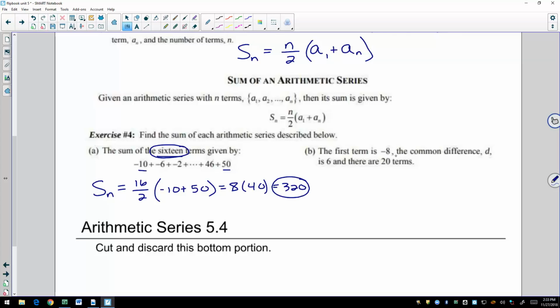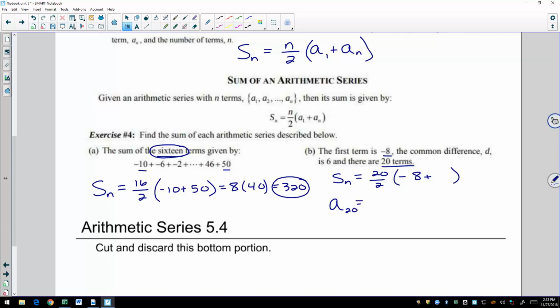Okay, now part B is a little harder because they did not give us the last term. They gave us the first term. They told us there were 20 terms. So I can start this. I know that there are 20 terms, so I'm going to cut it in half because that's how many pairs there would be. I know the first term is -8, but here's what I don't know. I do not know that last term. I need to find the 20th term. I need to find a sub 20.